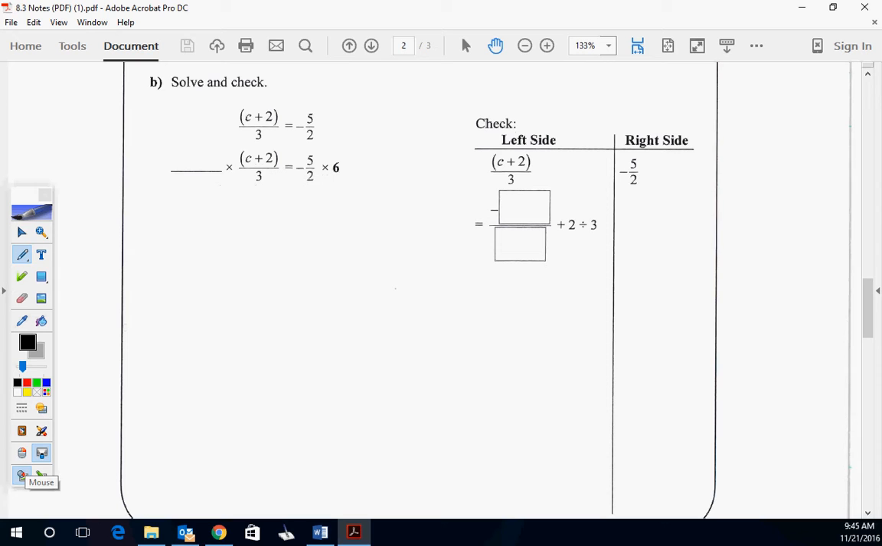Solve and check. So this one here, again, ignore the 6. That's just them, another strategy to get rid of fractions. So just ignore the 6.